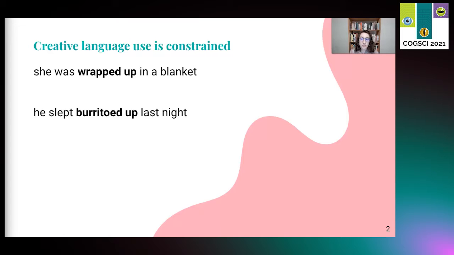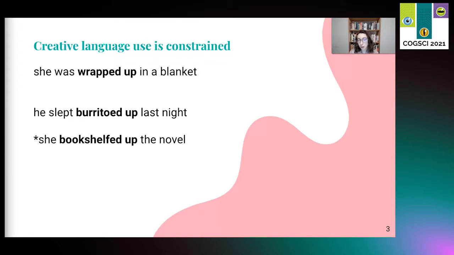For example, if someone has seen verb plus up constructions like "she was wrapped up in a blanket," they might creatively generalize to say something like, "he slept burritoed up last night," meaning he was wrapped up like a burrito. However, creative language use is constrained. For example, the creative generalization, "she bookshelved up the novel," sounds kind of awkward, and this points to something bigger.